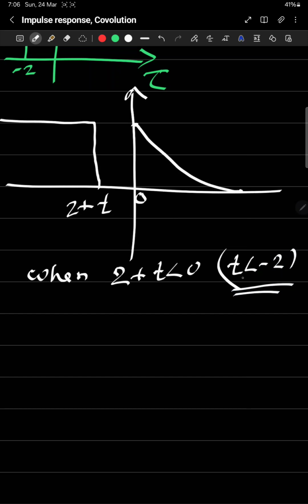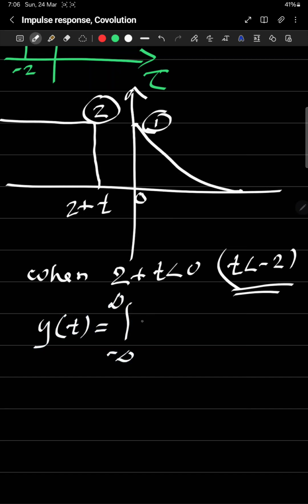When you take this to the right, it will be like this. So when t is less than minus 2, both graphs will be like this. Say this is graph number 1 and this is graph number 2. When you multiply 1 and 2, what will be the result? Your y of t is actually the integral from minus infinity to infinity of the product of the first waveform and the second waveform, d tau, right?